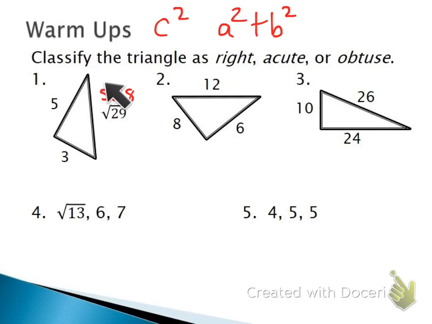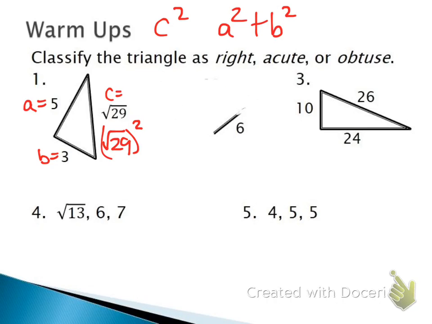We're not going to use the 5.38. We just needed to know which side was the longest. So knowing that that side is the longest, this side's going to be my C. 5 and 3 will be my A and my B. C squared is the square root of 29 quantity squared. A squared is going to be 5 squared plus B squared is 3 squared.